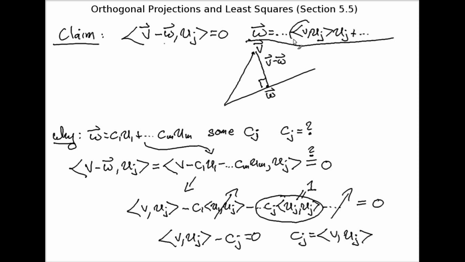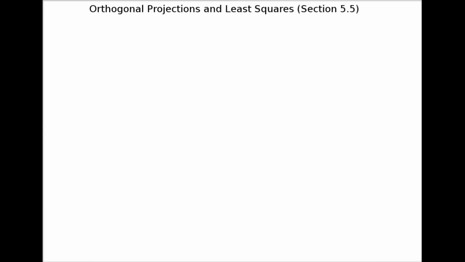Which is this formula right here. So it's quite simple. Okay, let's do an example. Suppose u1 was this vector and u2 was this vector.